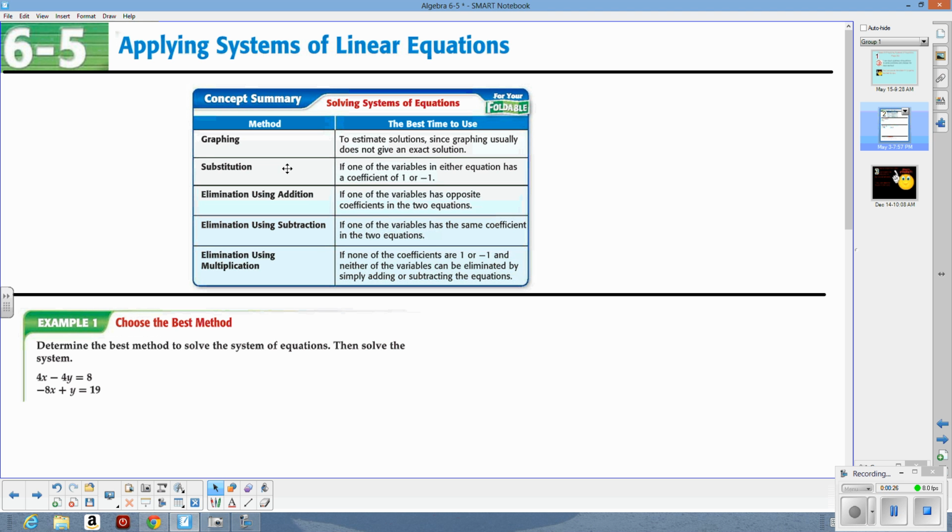Substitution is a good method if one of the variables in either equation has a coefficient of 1 or -1. Elimination using addition is a good method when you have variables with opposite coefficients. Elimination using subtraction is good when you have variables with the same coefficients. And elimination using multiplication is a good method to use when you don't have opposites or the same coefficients of variables, or you also don't have a coefficient of 1 or -1.